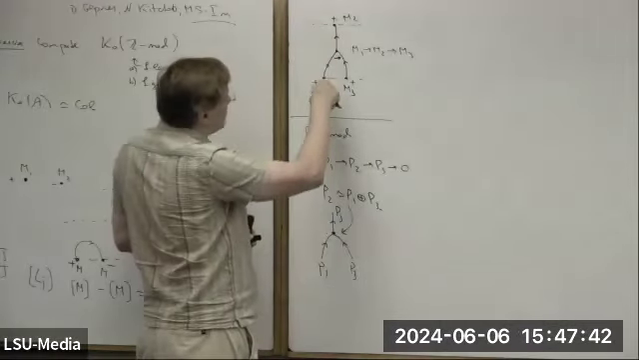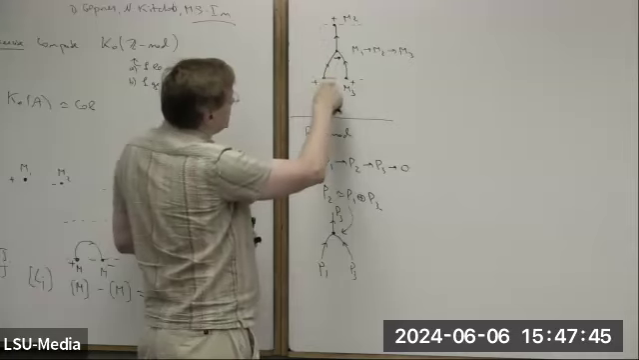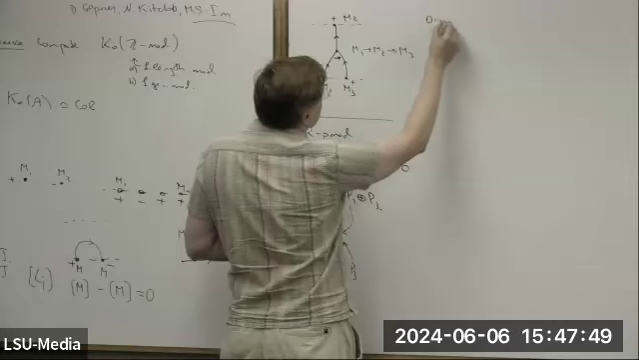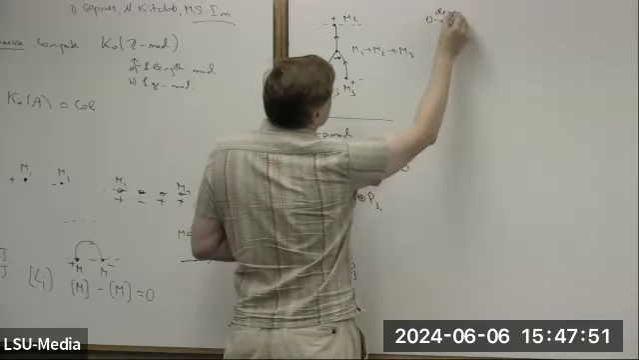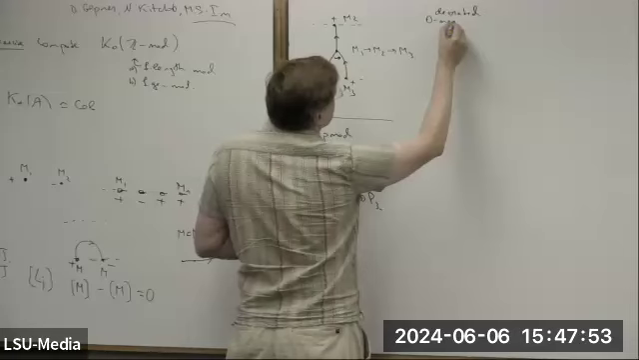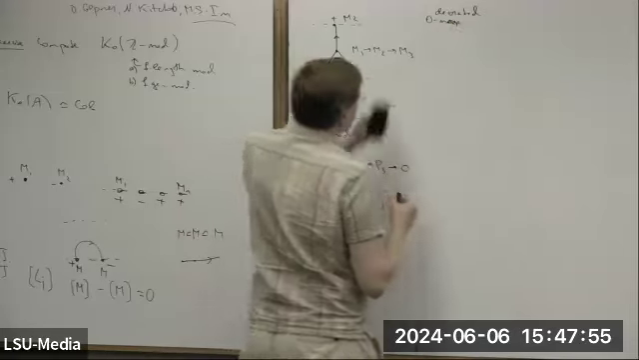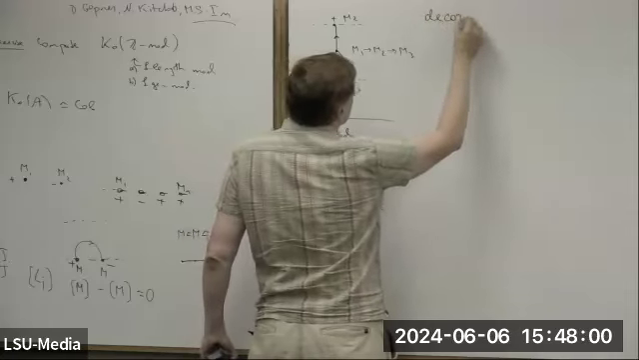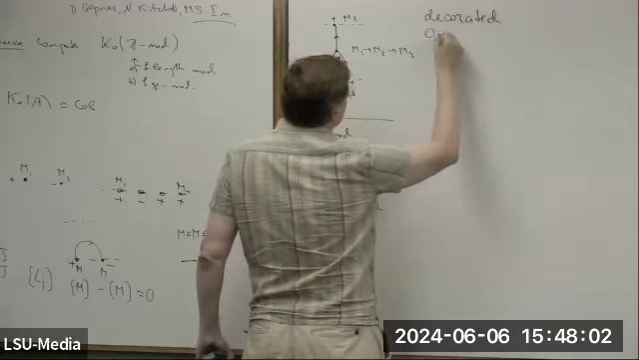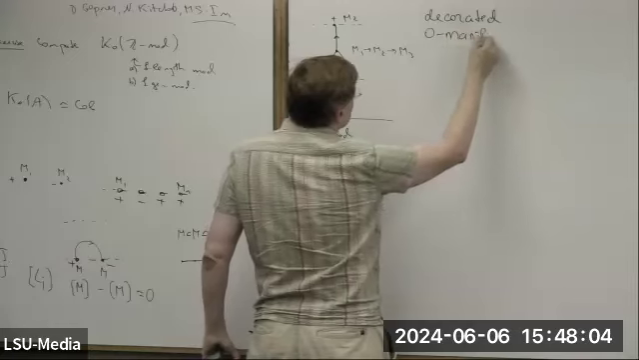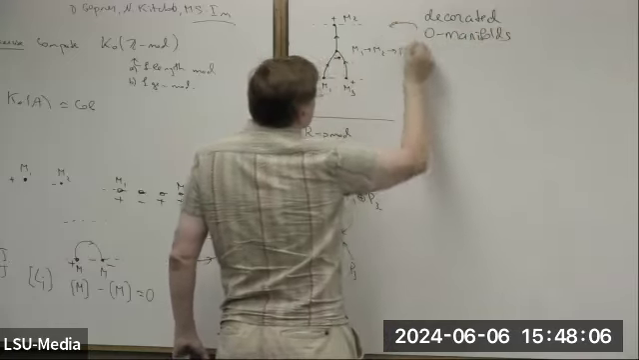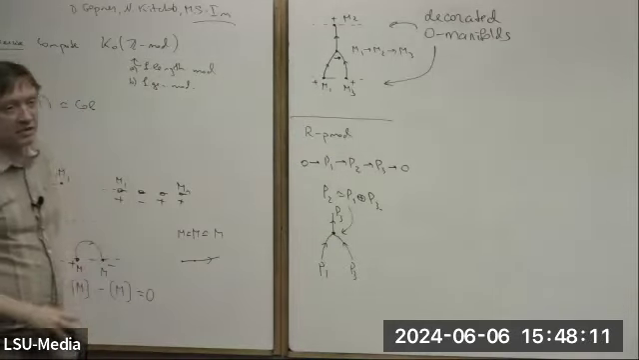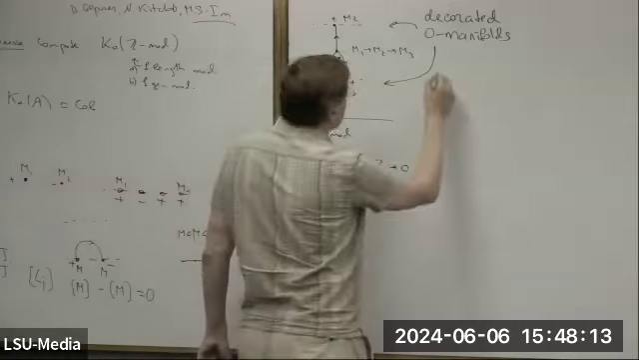In some sense, we think of this as zero manifolds with decorations, decorated zero manifolds. And we just say that they're cobordant, that there is a cobordism from one to the other.